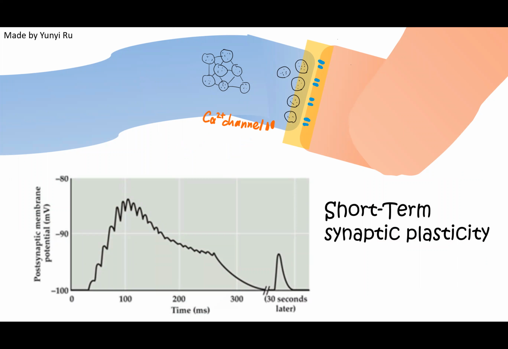How is information encoded through neurons? Let's talk about synaptic plasticity. First, the short-term synaptic plasticity.